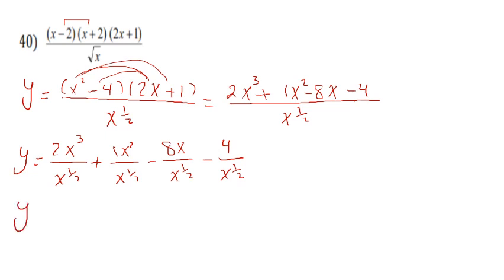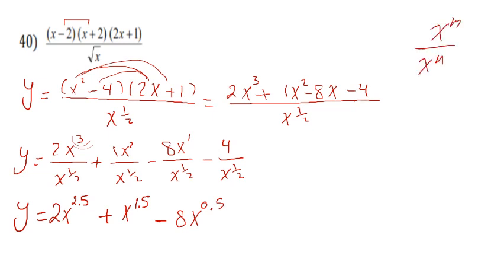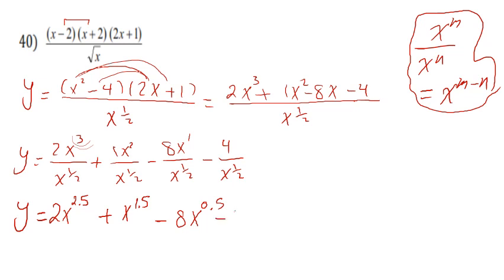So y is equal to 3 minus half, which is 2.5, plus 2 minus half is 1.5, minus 1 minus half is 0.5. When we divide x to the power m by x to the power n, we are subtracting the power. When we're dividing the same base, we are subtracting the power. Minus 4x to the power of negative half.